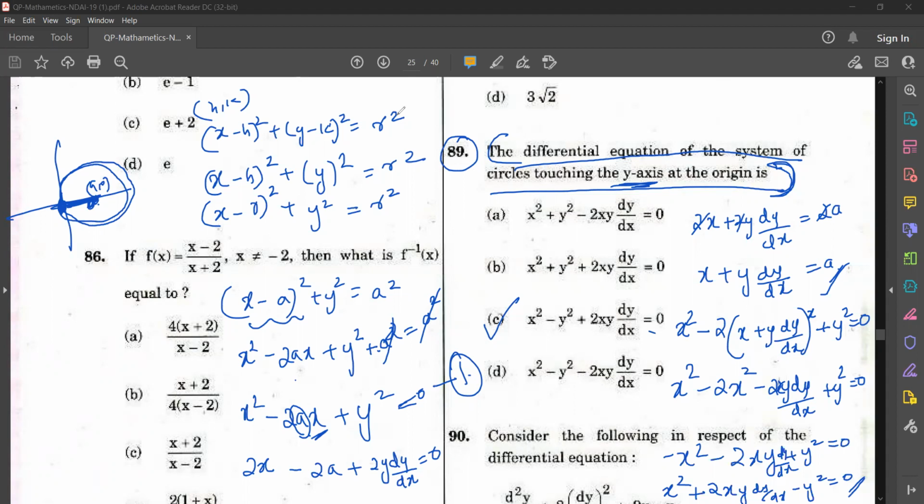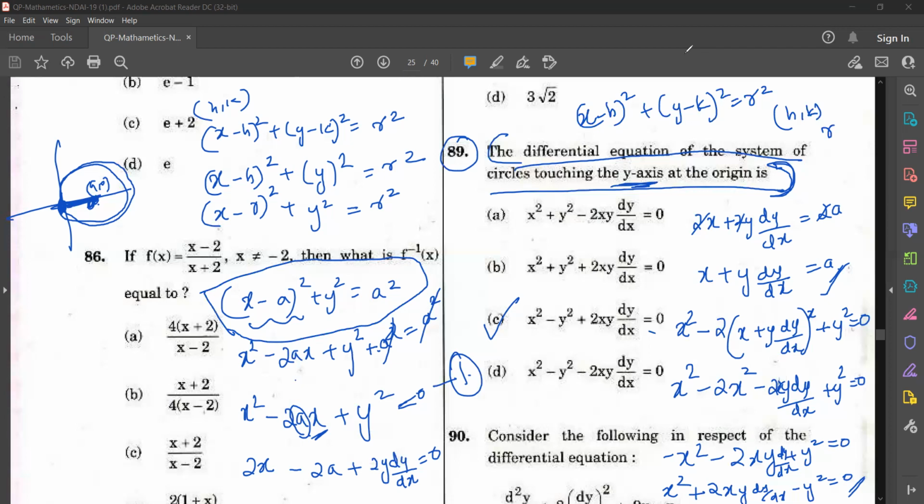So what is the takeaway from this question? You should be able to write the equation of the circle. Then only you will be able to solve this question. What is the general equation of a circle? x minus h the whole square plus y minus k the whole square equal to r square, where h comma k is the center and r is the radius. Okay, so moving on to the next question.